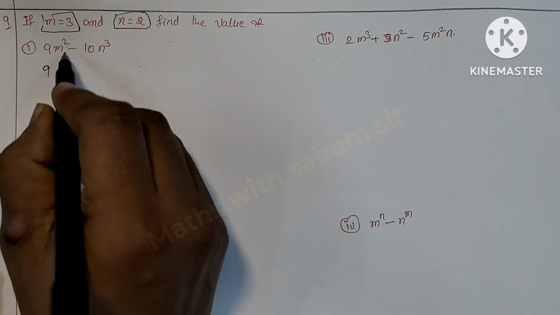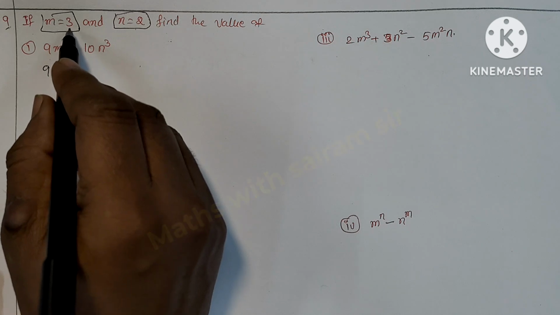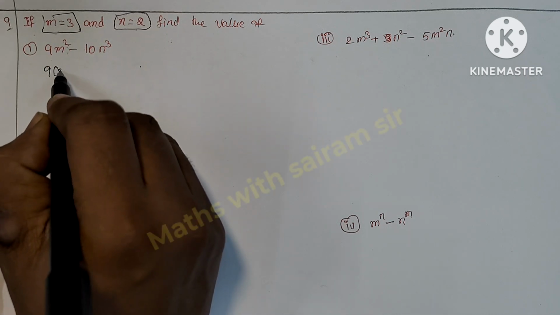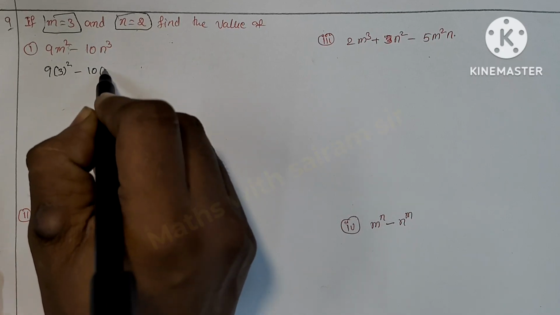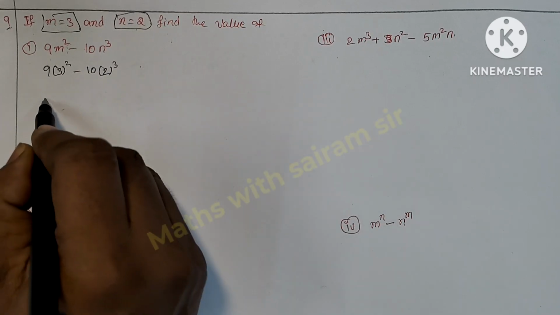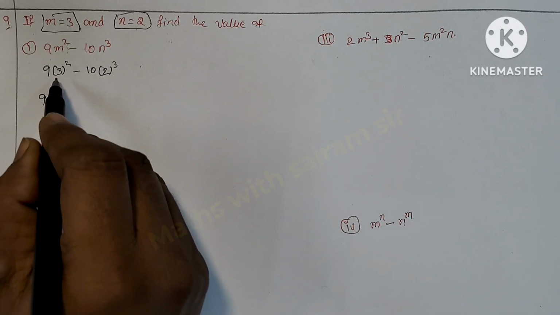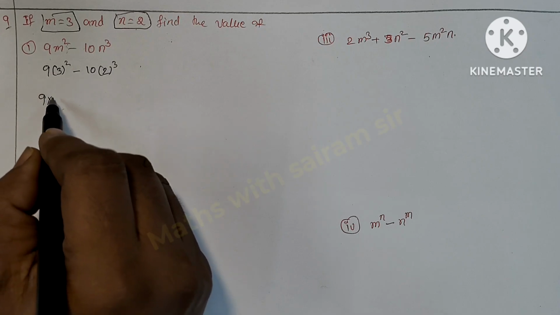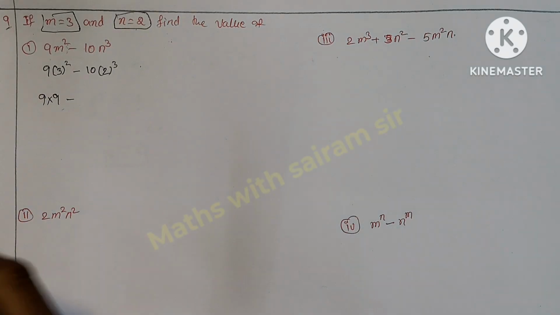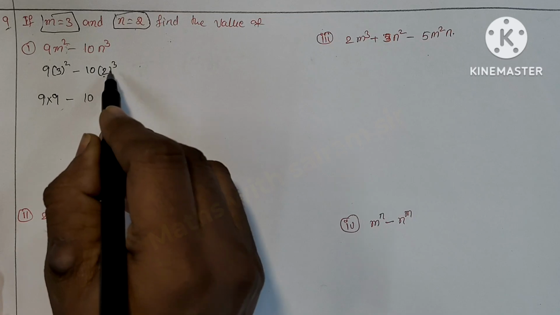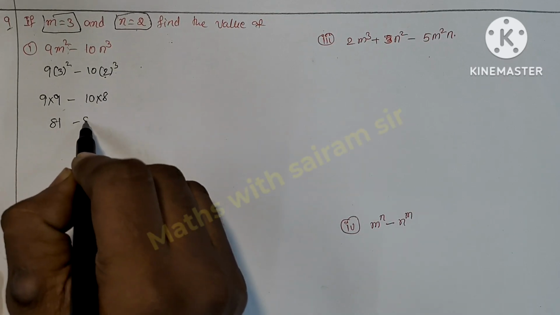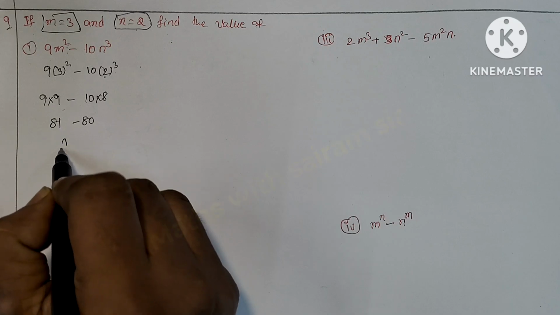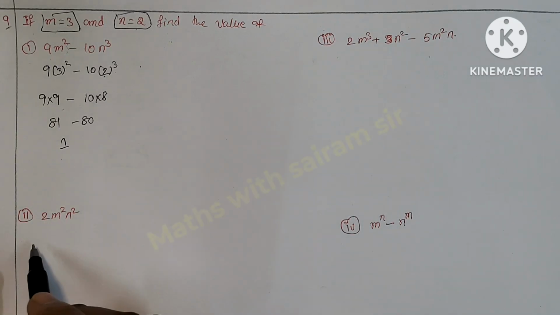So 9m square, so m should be substituted by 3, so that means 9 into 3 square minus 10 into 2 cube. We can write here 9 into 3 square. 3 square means what? 3 into 3, which is 9, minus 10 into 2 cube, which is 8. See, 9 nines are 81 minus 80, that is 1. You will get that. And let us see the second question.